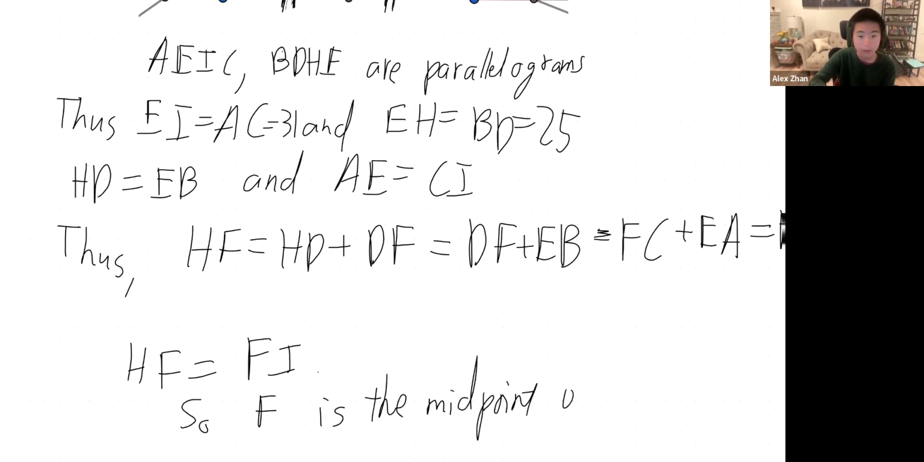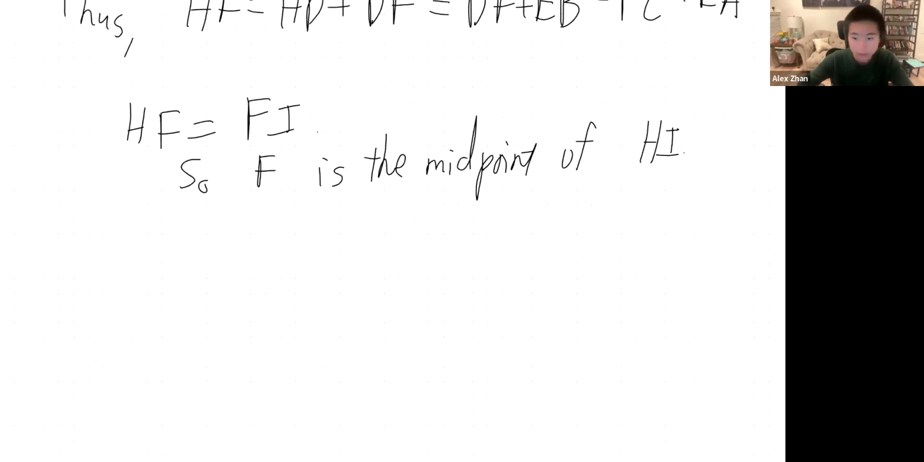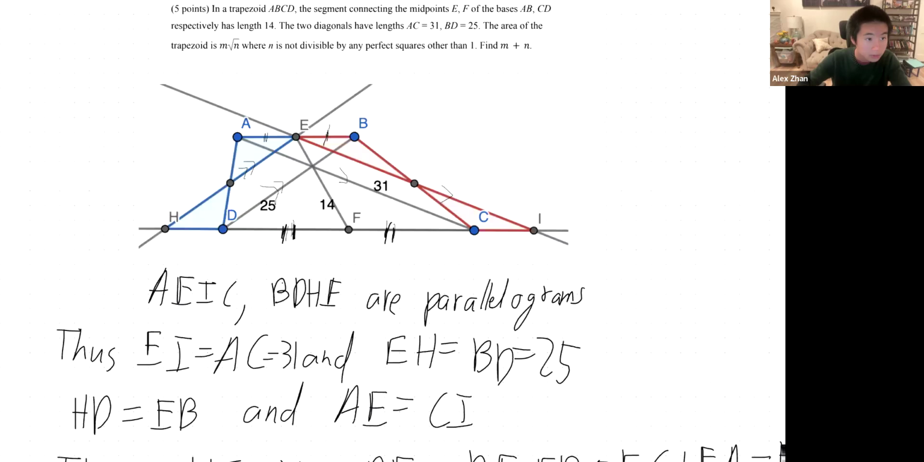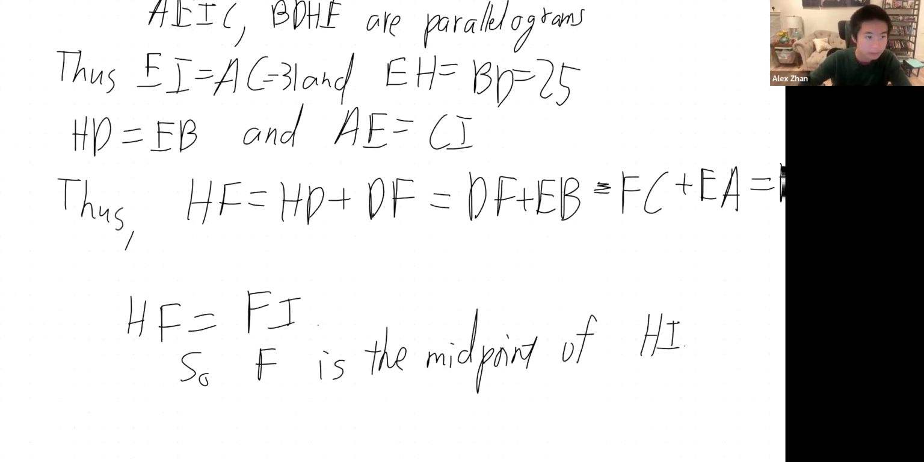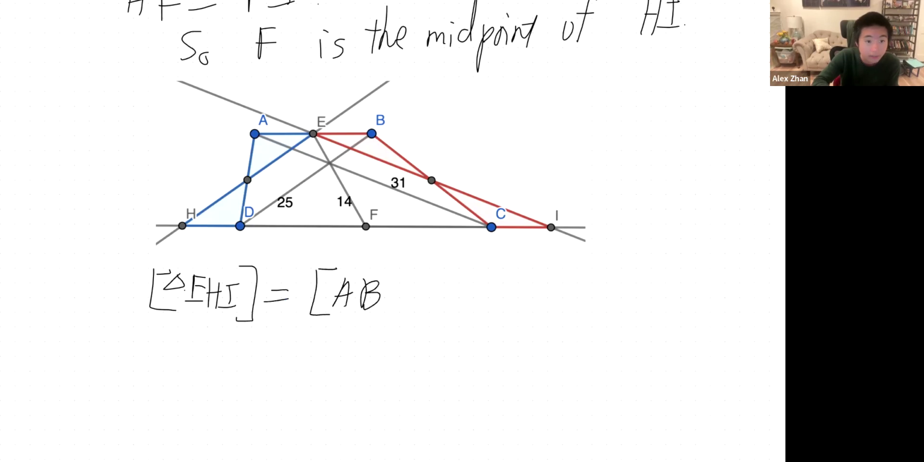F is the midpoint of HI. Okay. And then I will copy paste the graph again because it looks like... okay, and then now over here, we also notice another property. And this property is that the area of triangle EHI is equal to the area of ABCD.